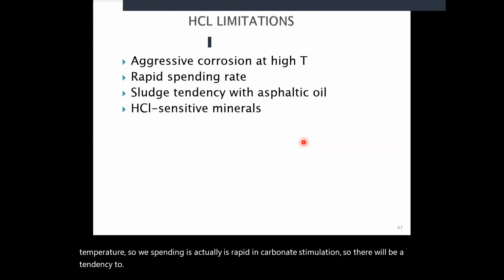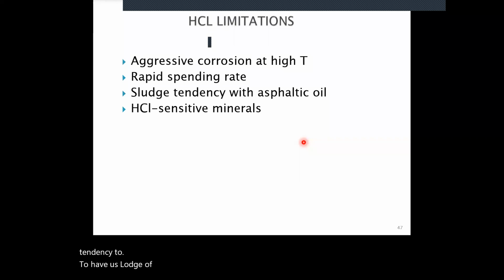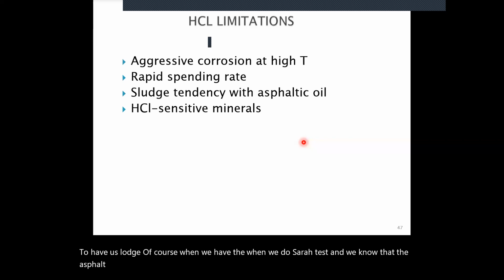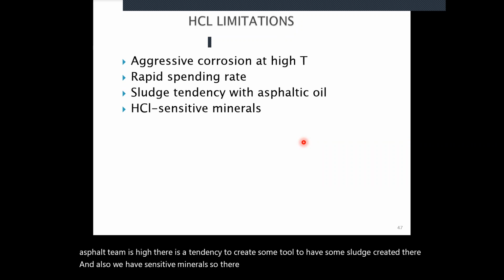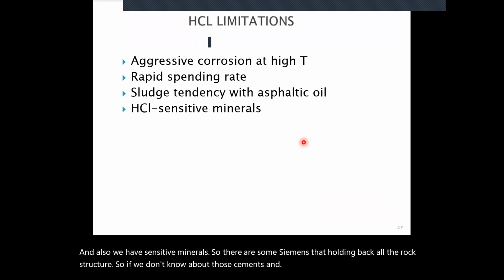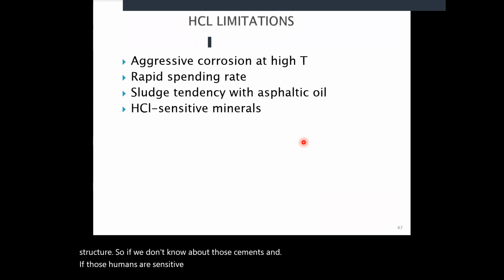So there will be a tendency to have sludge. Of course, when we do the SARA test and we know that the asphaltene is high, there is a tendency to create some sludge there. And also we have HCl sensitive minerals. There are some cements holding together the rock structure. If we don't know about those cements, and if those cements are sensitive to HCl, there is a risk of causing some sand production and fines migration in our reservoir.